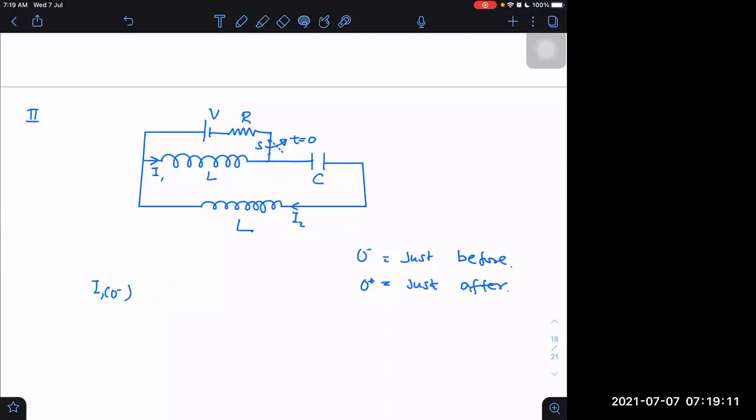What is I1(0-)? It is equal to V divided by R. What is I1(0+), just after? Wait a second, let me think. That we will find out by conservation of L1 I1 at 0+, the equivalent of conservation of momentum. Okay. Notice, 2 inductors.